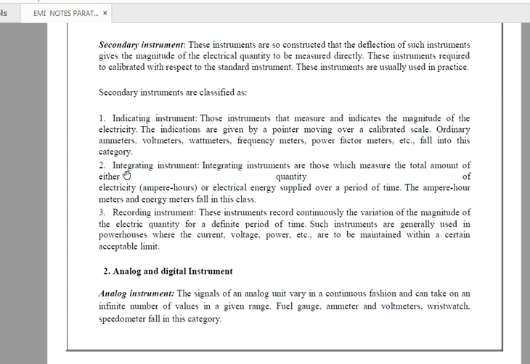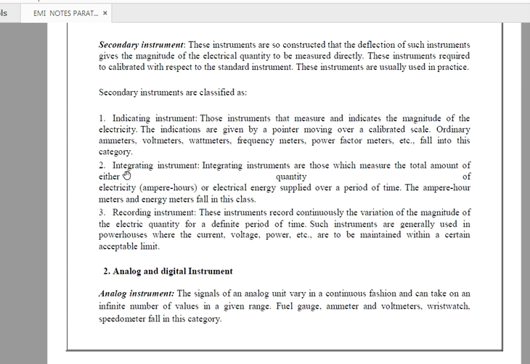Then we come to the integrating instruments. Integrating instruments are those which measure the total amount of either quantity of electricity or electrical energy supplied over a period of time. Over a certain period of time, the instruments which measure the total quantity of electricity are known as integrating instruments.